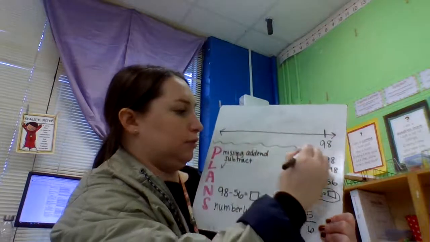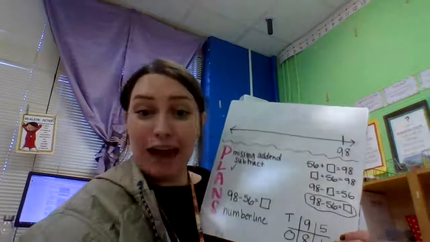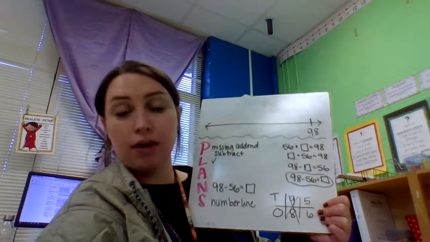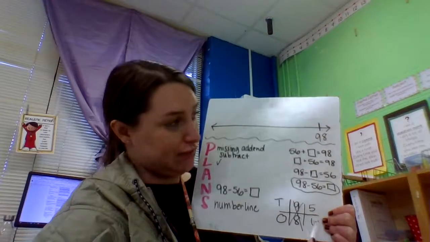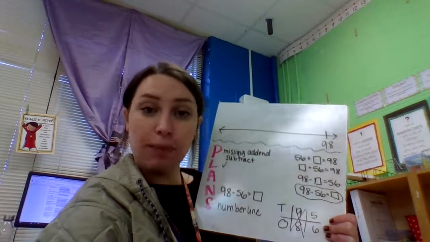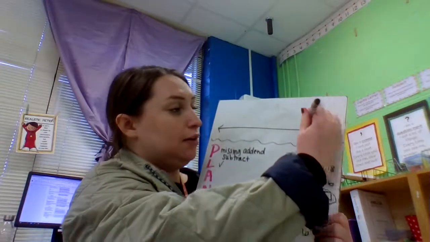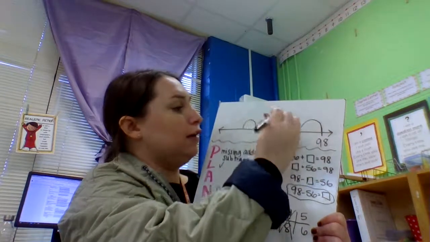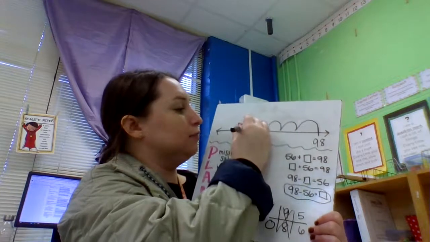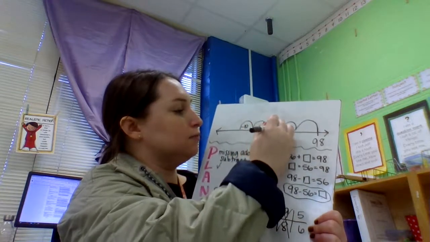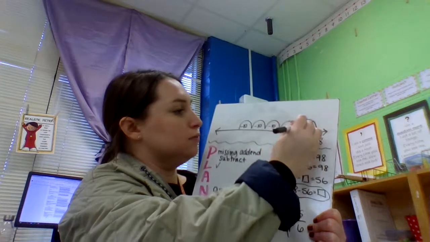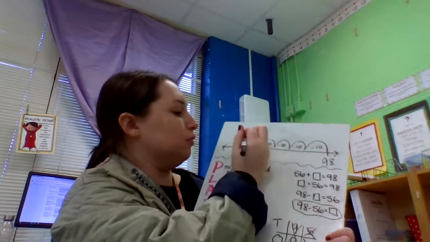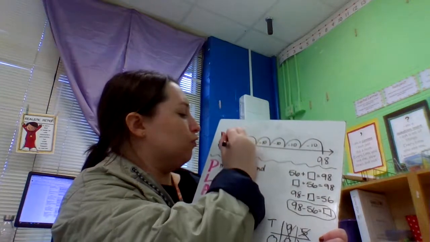Let me do this to separate it first. 98. Cross that off. We're not using it anymore. Now we have to subtract out 56. So first I'll draw my jumps of 10, and it's minus 10. 1, 2, 3, 4, 5. And these are all minus 10. So I drew my 10s. Now I have to draw my 1s. So 6 ones. 1, 2, 3, 4, 5, 6.